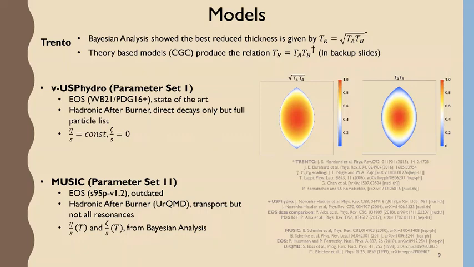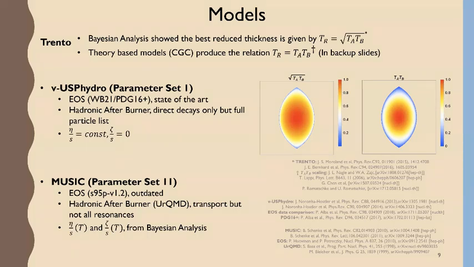So the models I'll be using for this analysis are the Trento initial state model, where we use both the reduced thickness functional form that came from their Bayesian analysis, which is this square root TATB, and the linear relationship that comes from more theory-based models, which is linear TATB. Moving forward, what is it that scales with these factors, entropy or energy density?